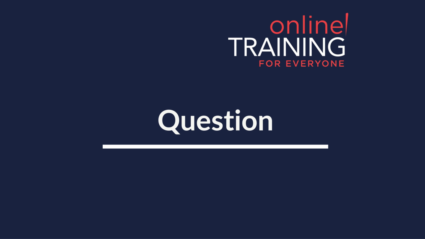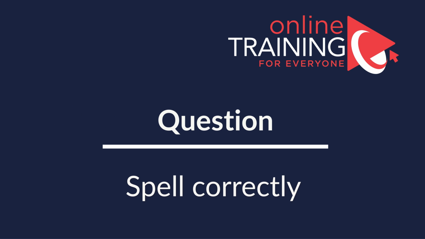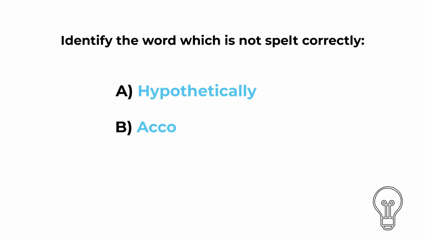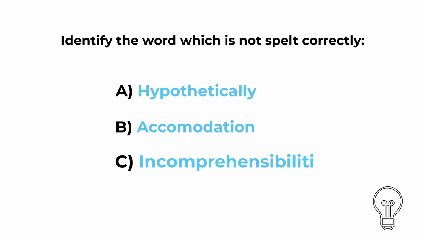Here is the spelling question, which we frequently see on the test. You need to identify the word which is not spelled correctly, and you're presented with 4 different words. Choice A, hypothetically. Choice B, accommodation. Choice C, incomprehensibilities. And choice D, interdisciplinary.